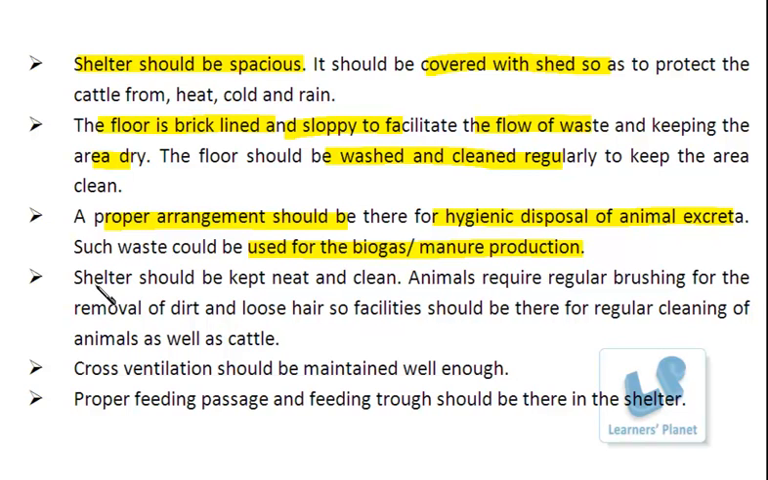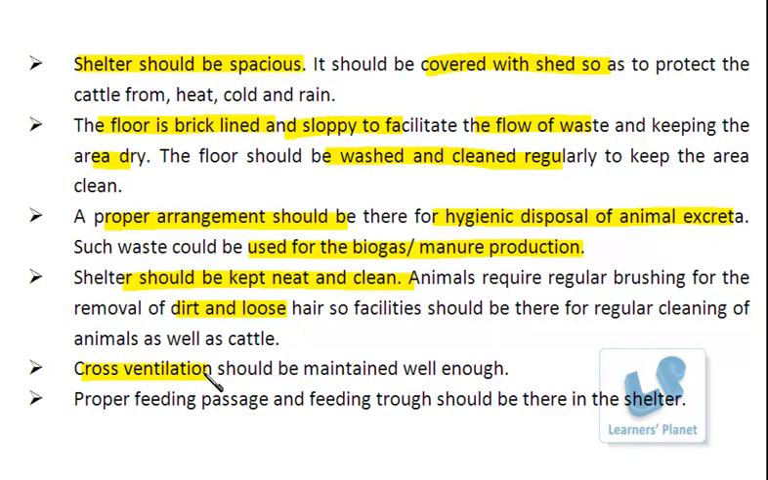Then the shelter should be kept neat and clean, and besides this, the animals should also be kept clean. The animals have dirt over their skin, and loose hair which falls off in the surrounding area, and if such a thing is taking place, definitely the shelter should be wiped off properly, right? Second thing is that these animals also require regular brushing so as to remove this dirt and the loose hairs from their body, and therefore this regular cleaning should be maintained in the cattle farms.